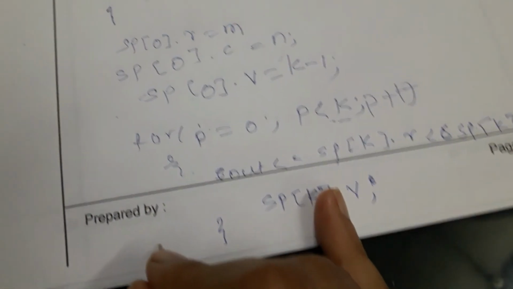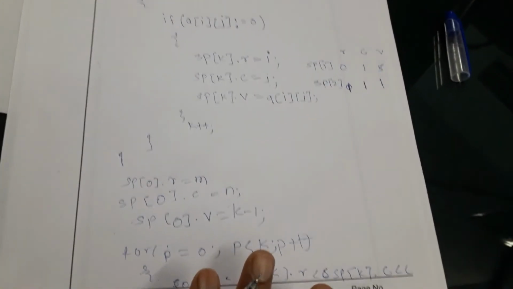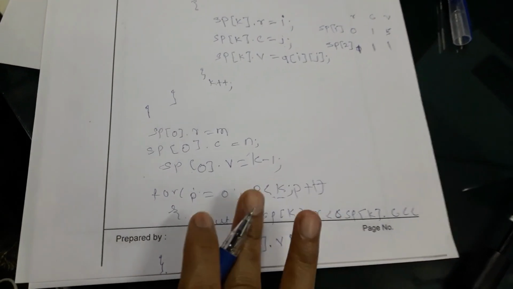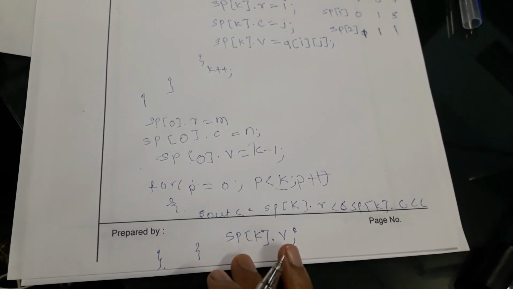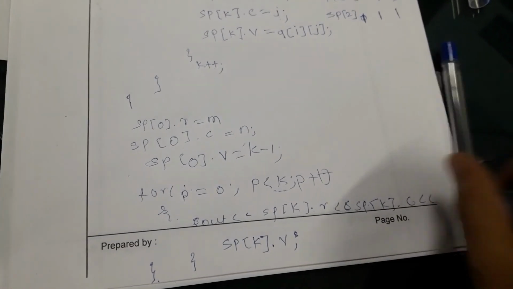And end the main function. This is the code or program for representing a sparse matrix in tuple form. Try this code, okay, and check whether it gives the correct answer or not.